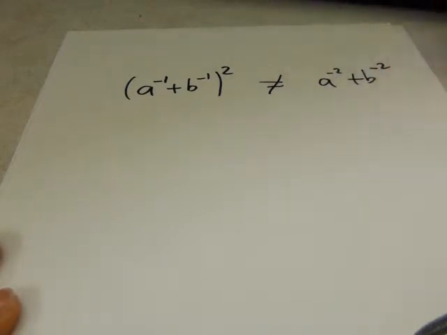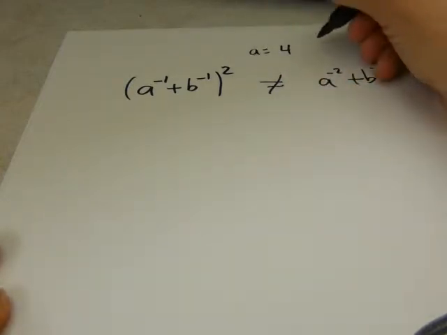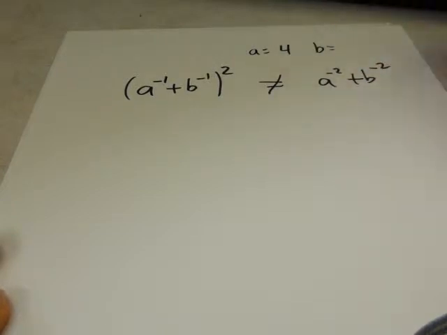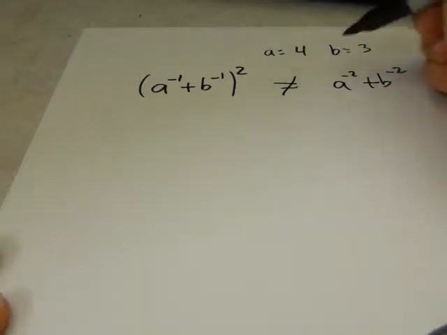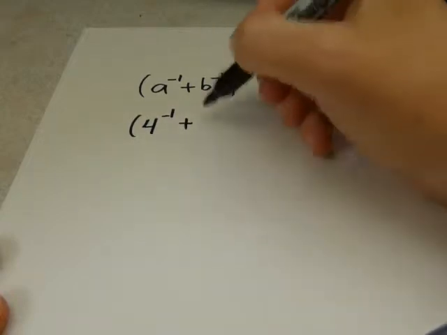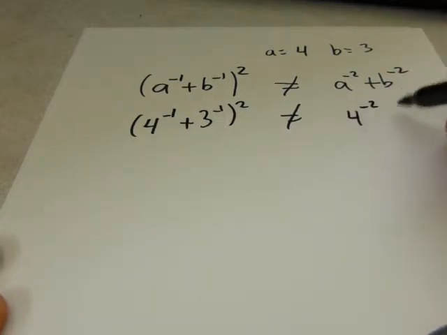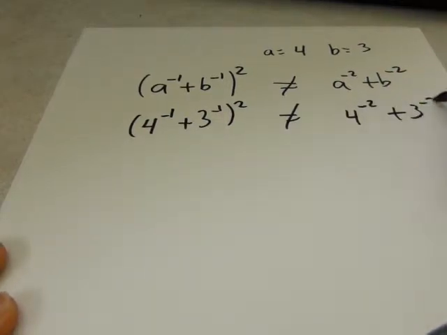So I'm going to let a equal 4, and I'm going to let b equal 3. And I'm going to work both sides, and you're going to see that we are not going to get the same value. So on the left side, I'm going to have (4 to the minus 1 plus 3 to the minus 1) squared, which is not going to be equal to 4 to the minus 2 plus 3 to the minus 2.